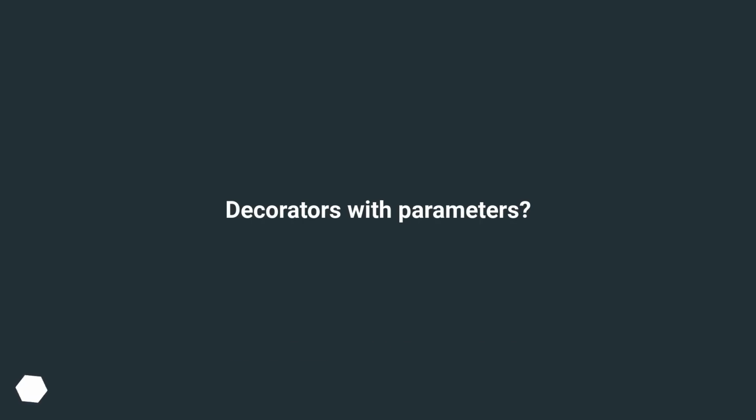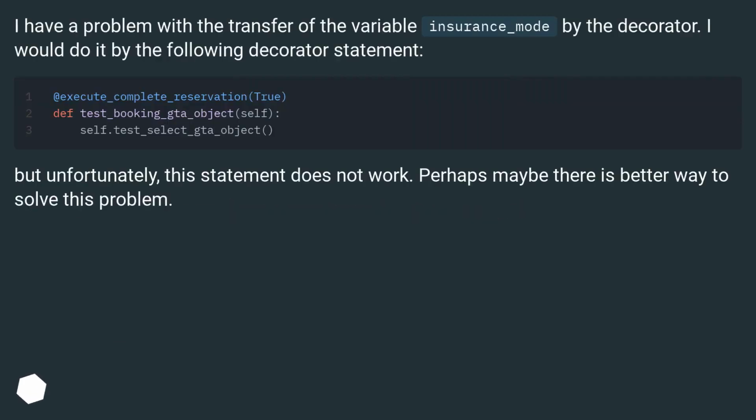Decorators with parameters. I have a problem with the transfer of the variable insurance_mode by the decorator. I would do it by the following decorator statement. But unfortunately, this statement does not work. Perhaps there is a better way to solve this problem.